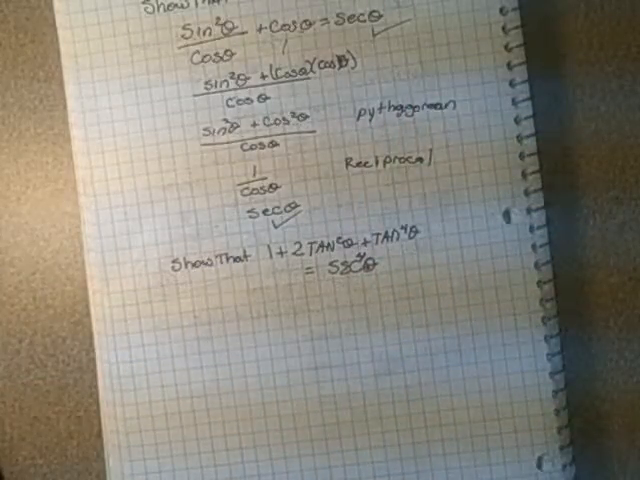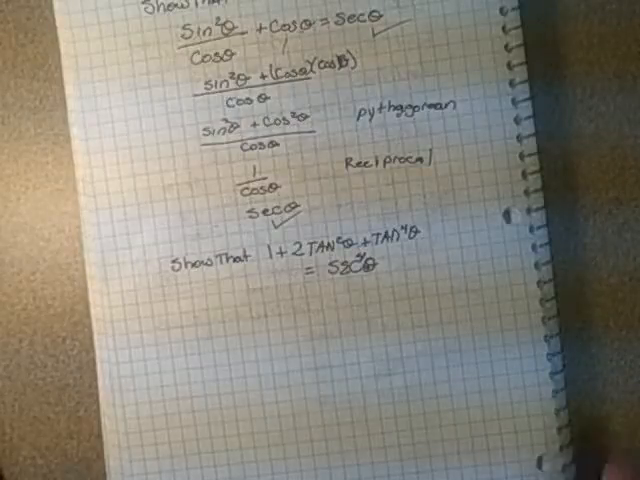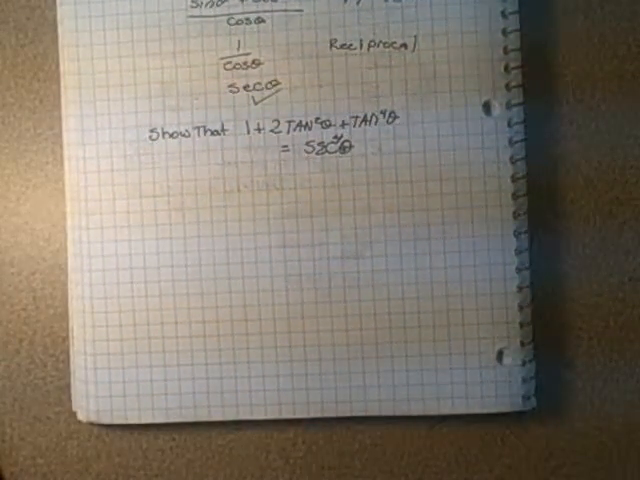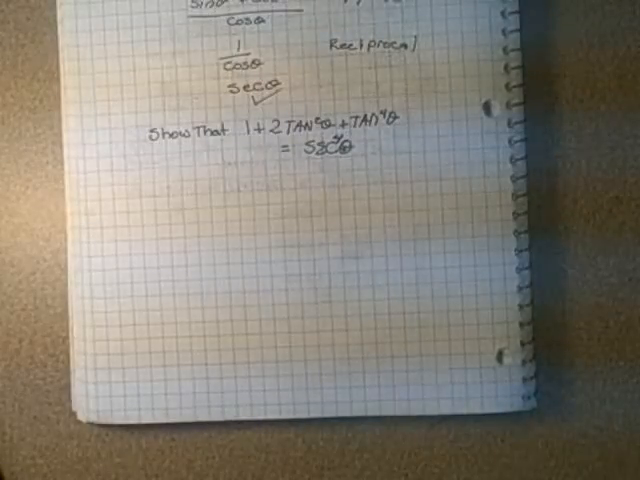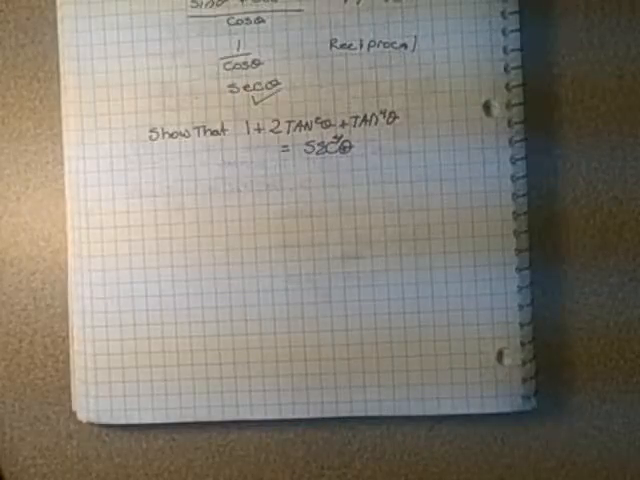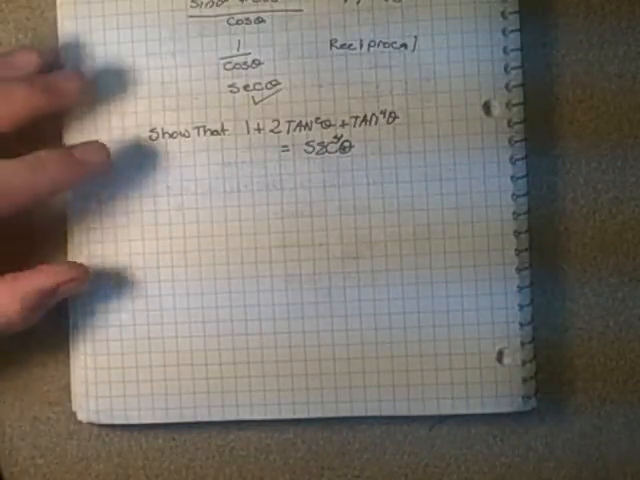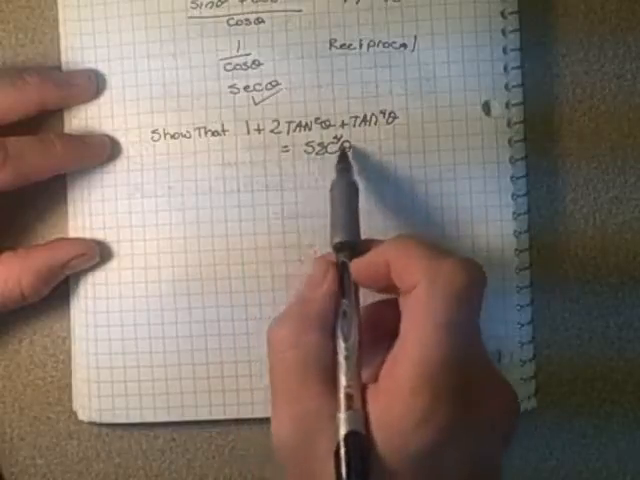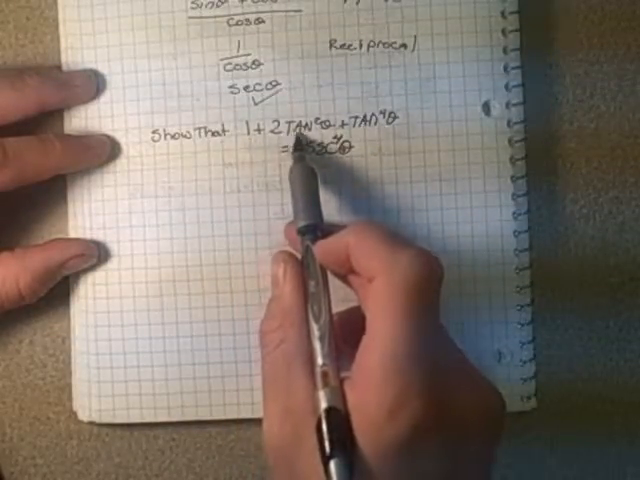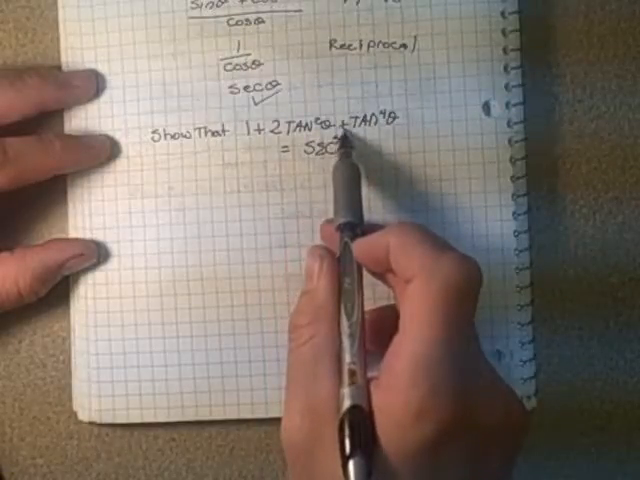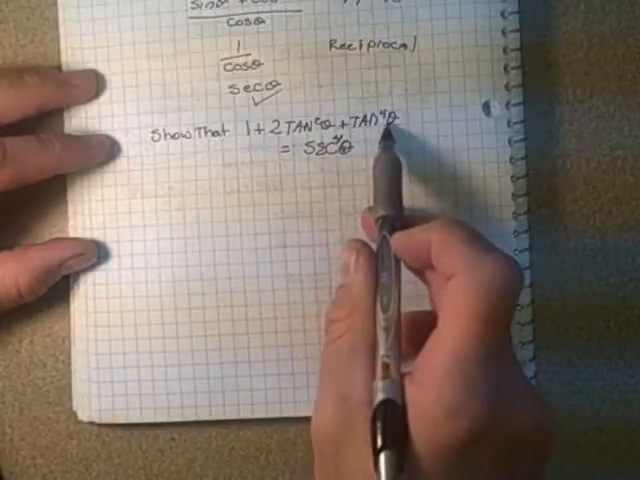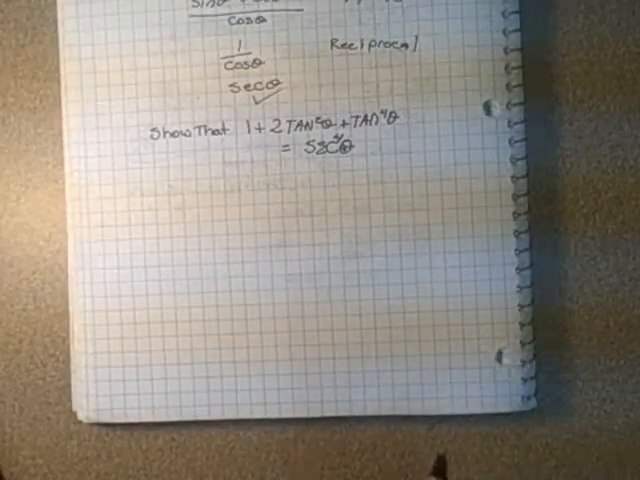One more mini proof to look at in this area. Let me move this up, make sure it's still in the field of view. And then we'll go into the next section, which is doing 2-column proofs and a little more complex types. If we look at this one, we want to show that 1 plus 2 tan squared theta plus tan to the 4th theta is equal to secant to the 4th theta.